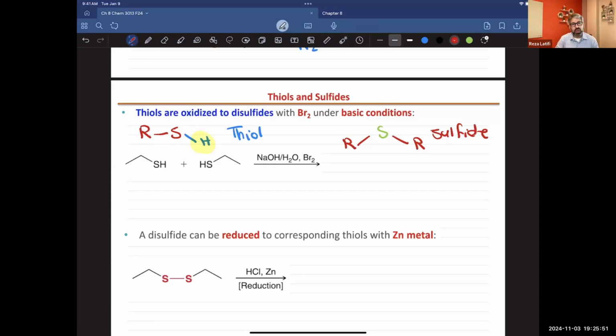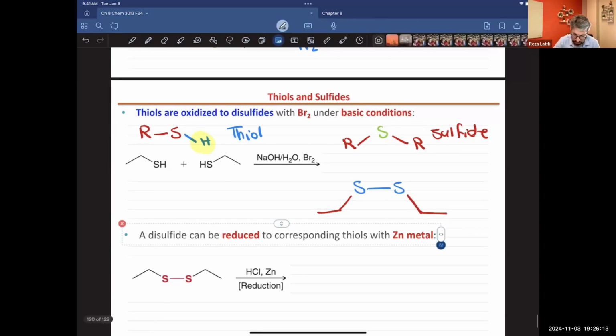As I said, we can oxidize thiols. If we use basic conditions in the presence of Br2, the product will be this compound: S attached to S, and then those S atoms attached to their alkyl groups. In this case, we have ethyl, and each sulfur is going to have 2 lone pairs. This compound is a disulfide.